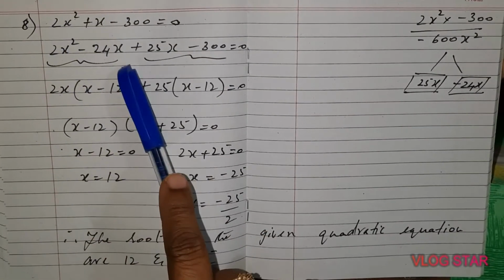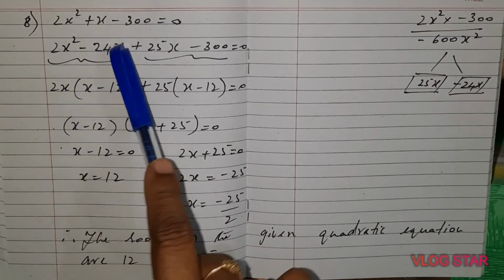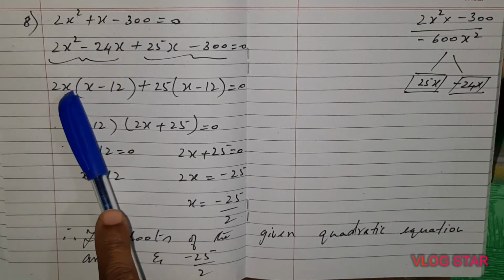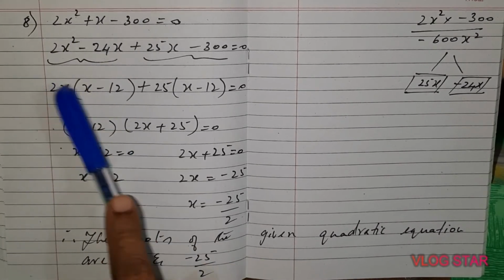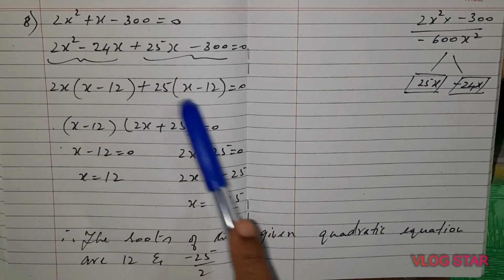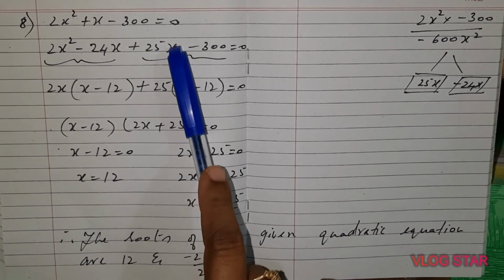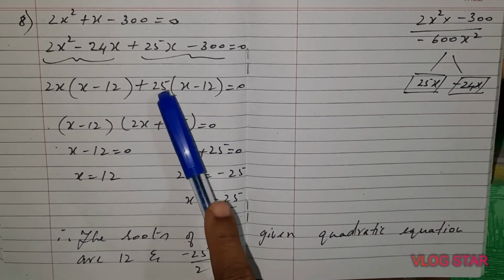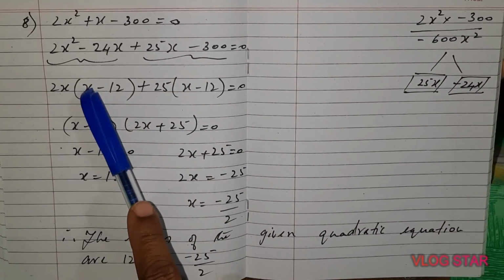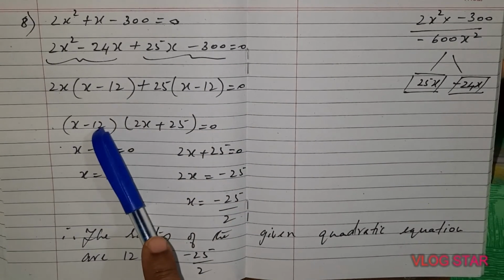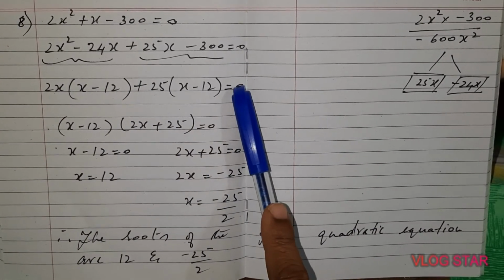So at this time you must take two terms and group them. In the first group, what is common? 2x is common. When you take out 2x, what is remaining here? x − 12, since 2 12s are 24x. What is common in these two? 25. When you take out 25, what is remaining? x − 12, since 25 12s are 300, equal to 0. In these two, what is common? x − 12. What is remaining? 2x + 25 = 0.